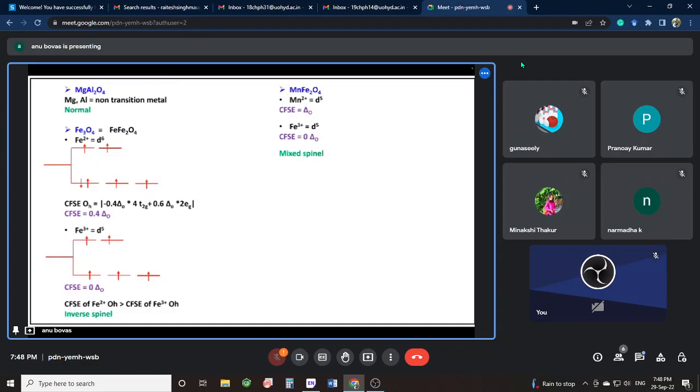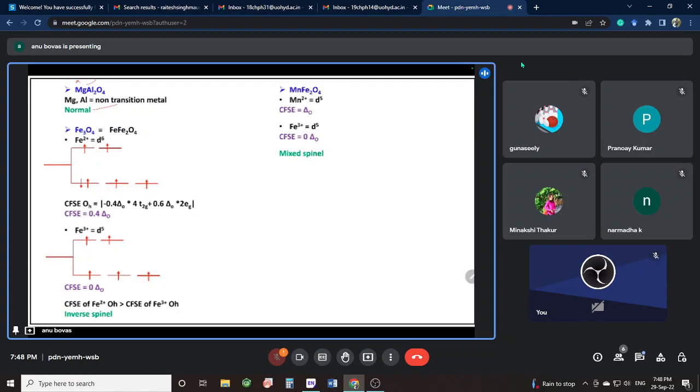So these are some examples. MgAl2O4: in this case, by the first point we saw, if both metals A2+ and B3+ are non-transition, it will be a normal spinel. So no need for any calculation; we can directly say it is a normal spinel. Now let us take an example where you need to do a calculation.